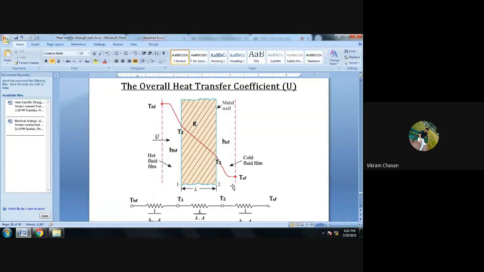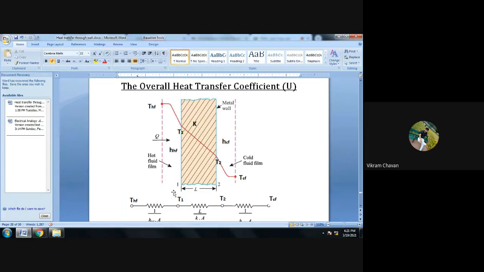Now from the other side of that metal wall, we are transferring the cold fluid. The temperature of the cold fluid is T suffix cf, whereas the convective heat transfer coefficient of the cold fluid is h suffix cf.